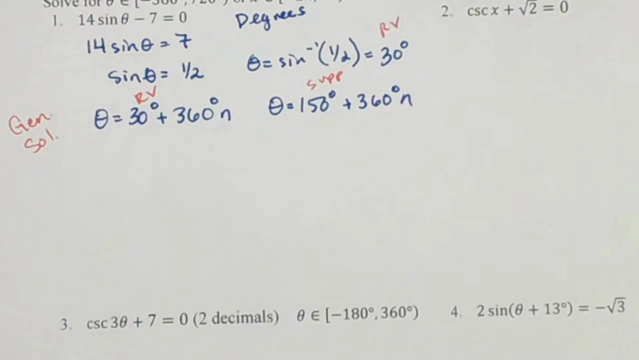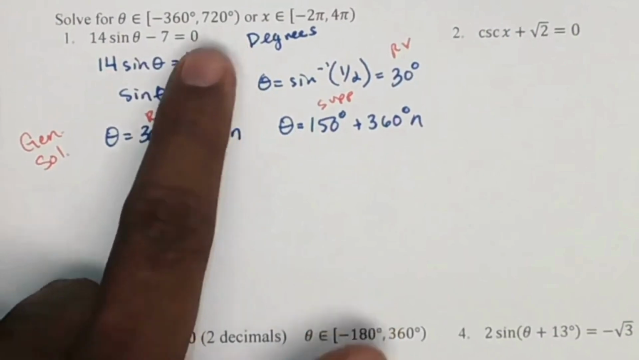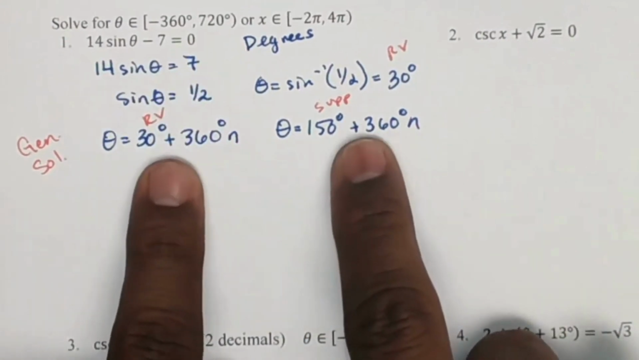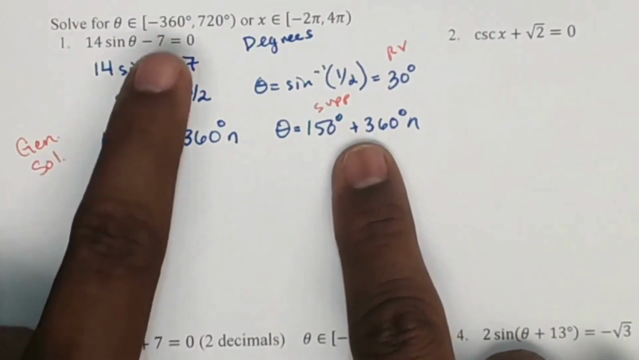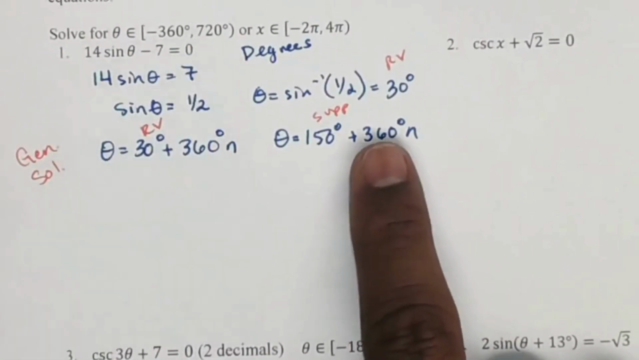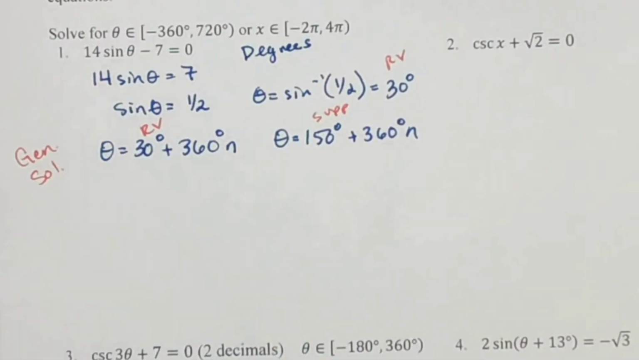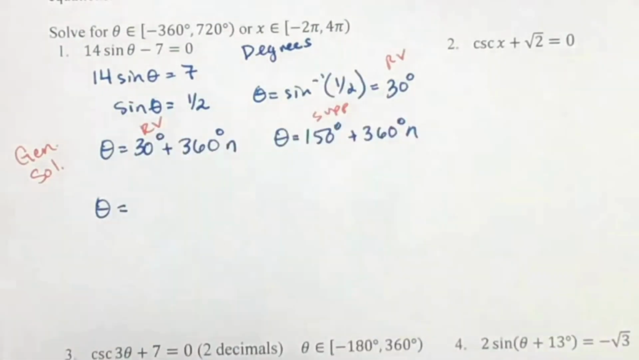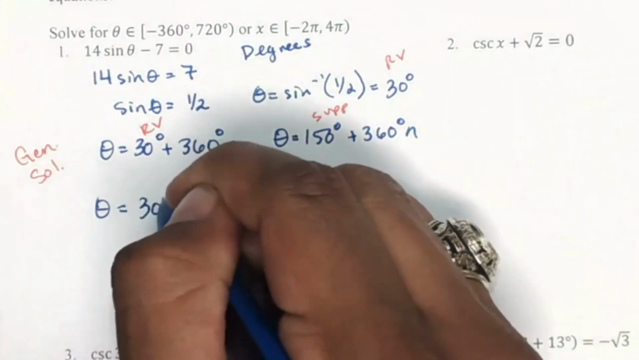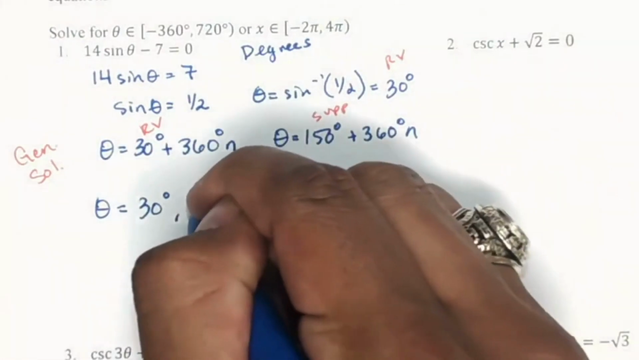So then we need to figure out all the solutions within my range, because these give us the infinite number of solutions for this equation. And what we want is the specific ones within this range. So what we're going to do is add and subtract multiples of 360 from that. Order doesn't matter on this. What I always like to do is start with the rainbow value and then do minus 360.